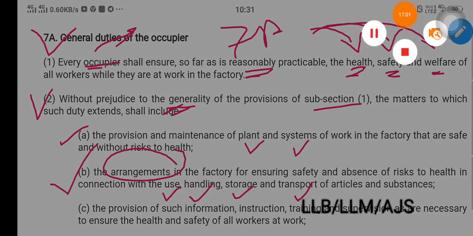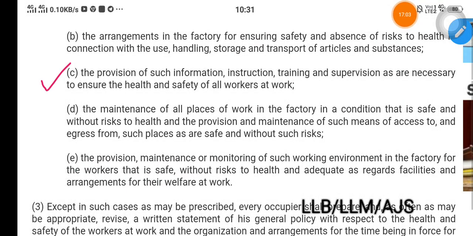Then comes C, the provision of such information, instruction, training, and supervision. So you have to give the workers information regarding the risks in such kinds of activities. Then they have to instruct them. Training and supervision are important. Somebody has to supervise them as is necessary to ensure the health and safety of all workers at work. So this is the duty of the occupier.